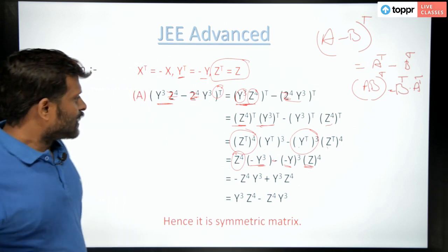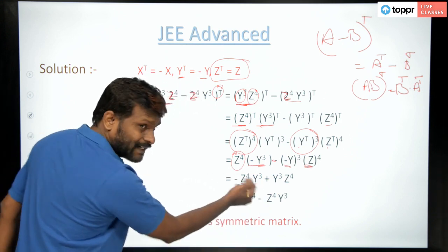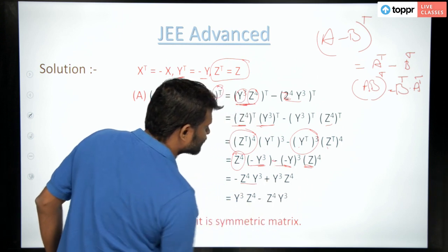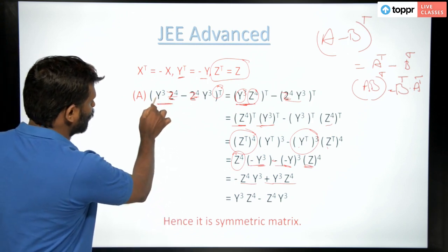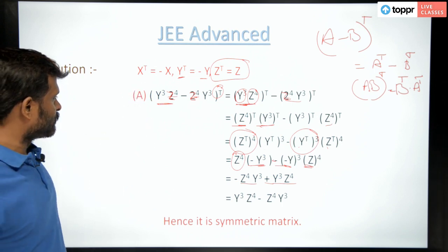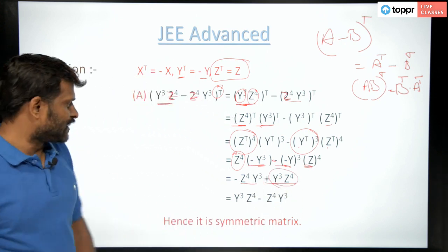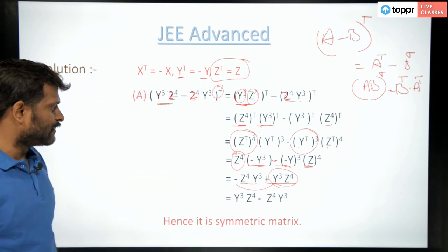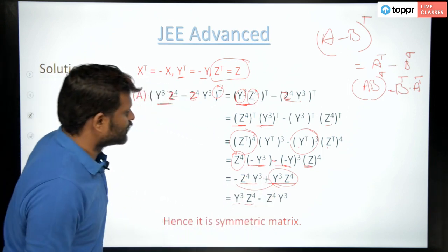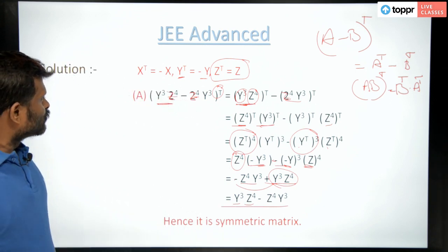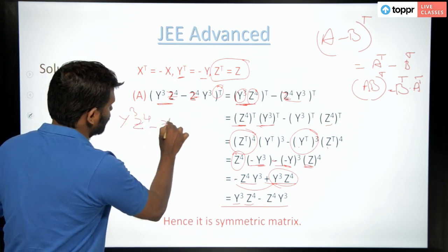So z power 4. Now let us try to simplify this. So this will be minus times z power 4 y cube, I multiplied these two matrices, and then this will be minus times minus is plus y cube z power 4. And y cube z power 4 is in the first place, so I will write this one as the first term of the expression. I am just interchanging the terms, arranging them in an order. So this will be y cube z power 4 minus z power 4 y cube.